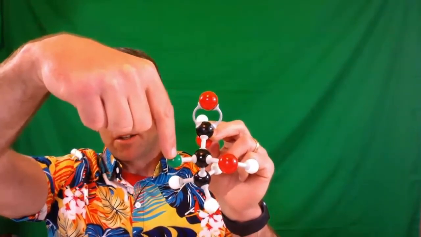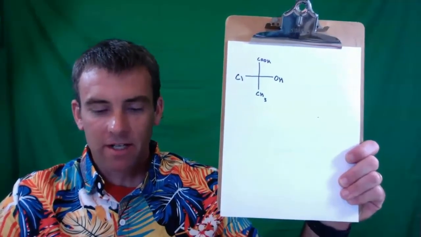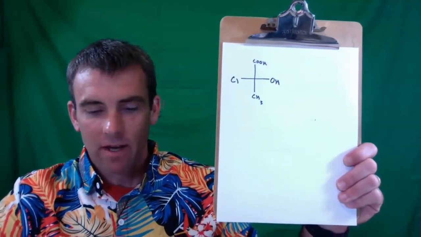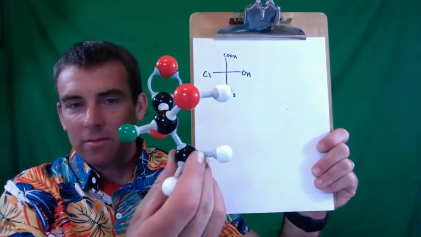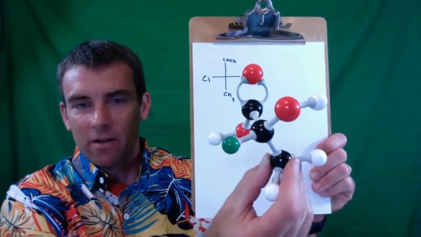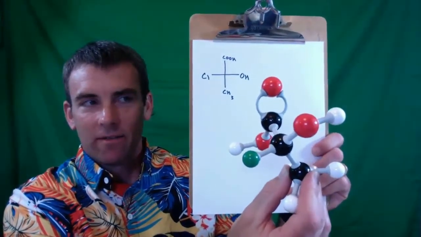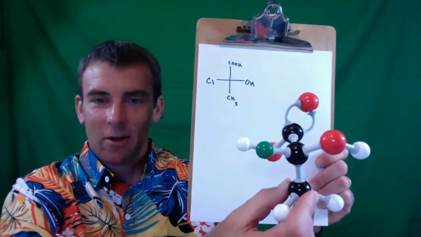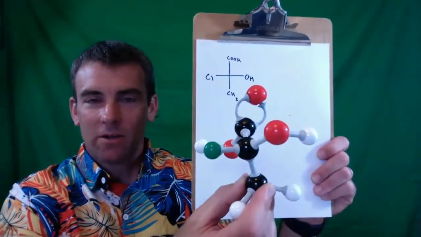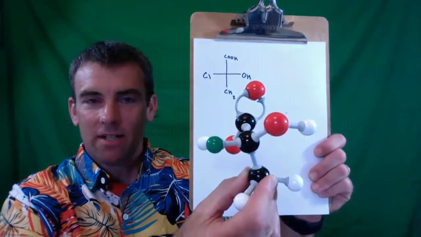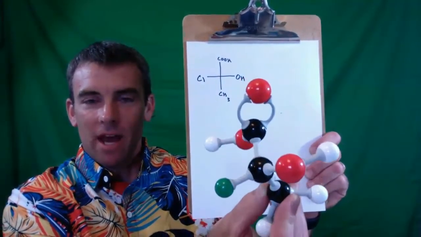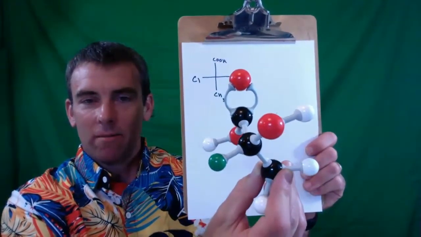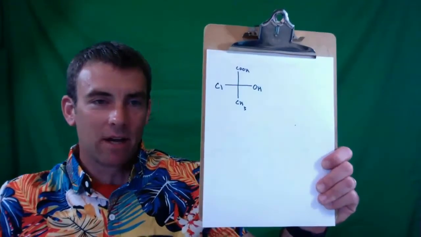So let me draw what that should look like as a Fischer projection, and then we'll play some more games. So here's the Fischer projection of that one chiral compound. And if I can hold it up properly, that's what is being shown. Right? You can see that C on the vertical there, twisted a little bit, but you can also see that OH group is matching and that green Cl group is matching on that other side right there. So just remember that anything written on the vertical is automatically going away from you, and anything on the sides is being held towards you.